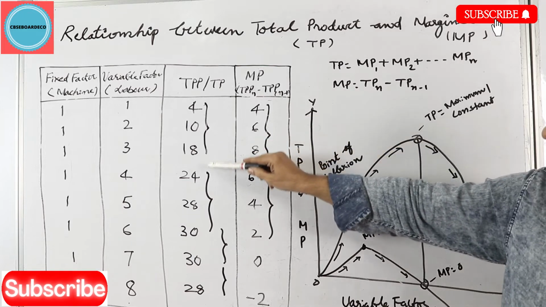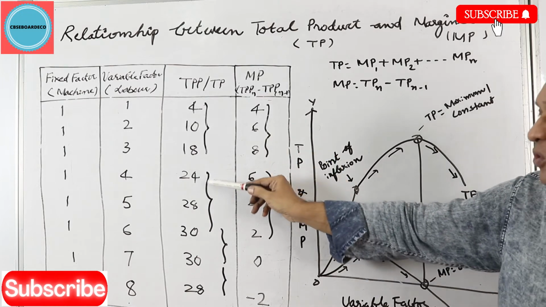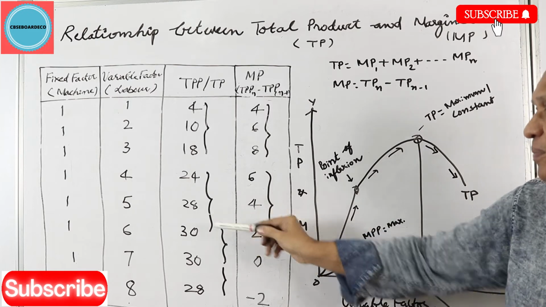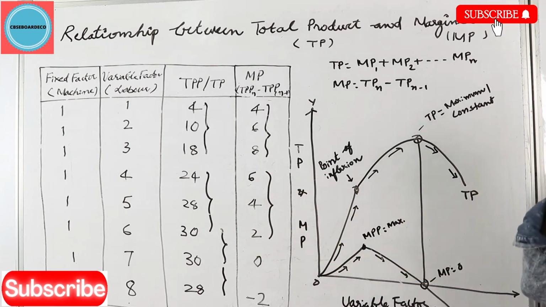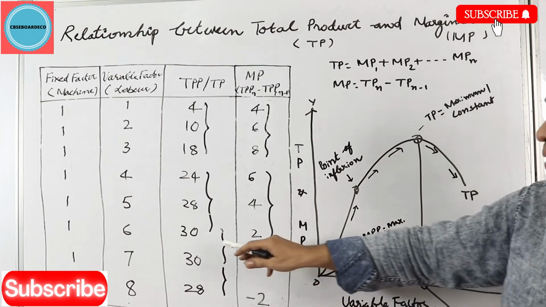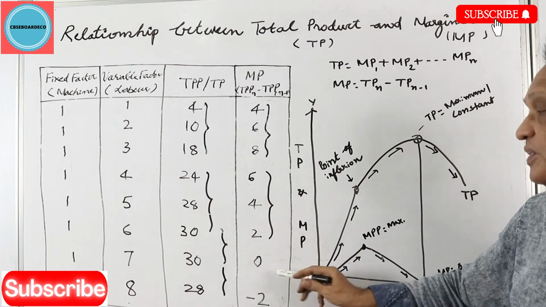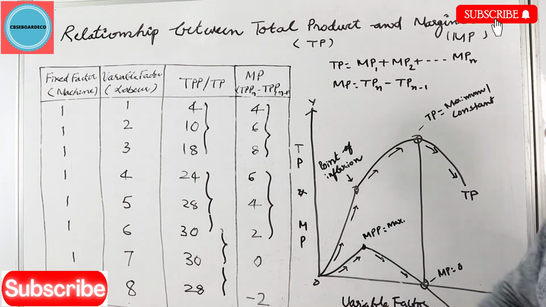Then from 18 it has gone up to 24. So this is 6 here, now it's declining: 24 to 28, 30. Now 28 minus 24 is 4, 30 minus 28 is 2. When TPP increases at a diminishing rate, MPP is declining but remains positive. When TPP is maximum, 30, MPP is 0 because 30 minus 30 is 0. When TPP declines from 30 to 28, MPP is negative.